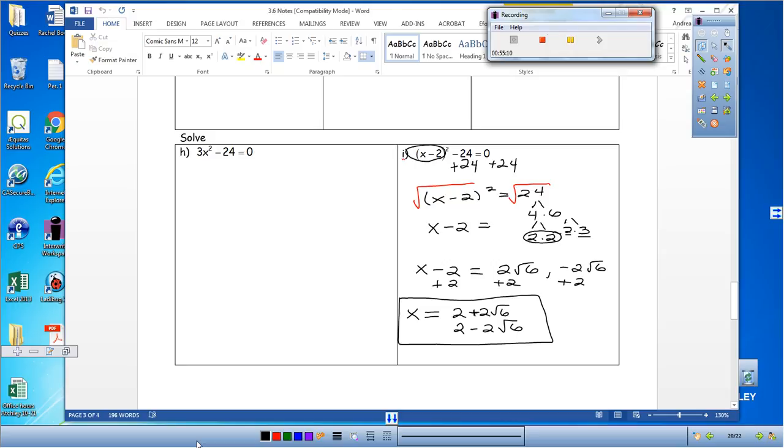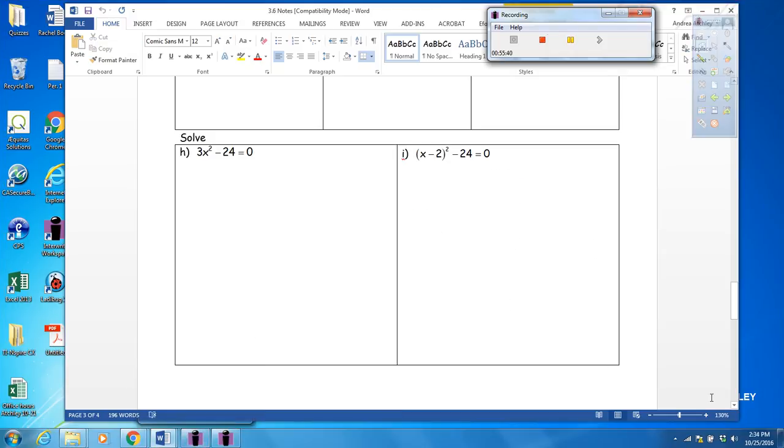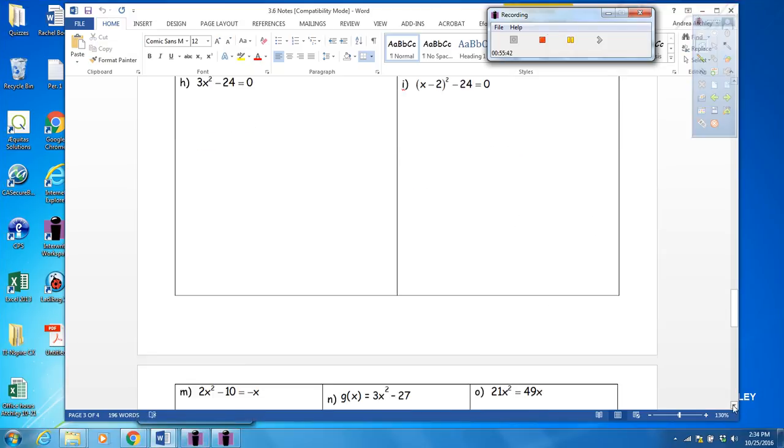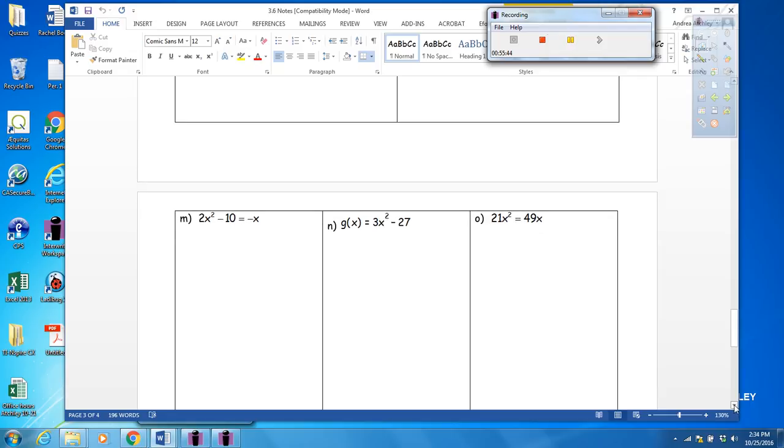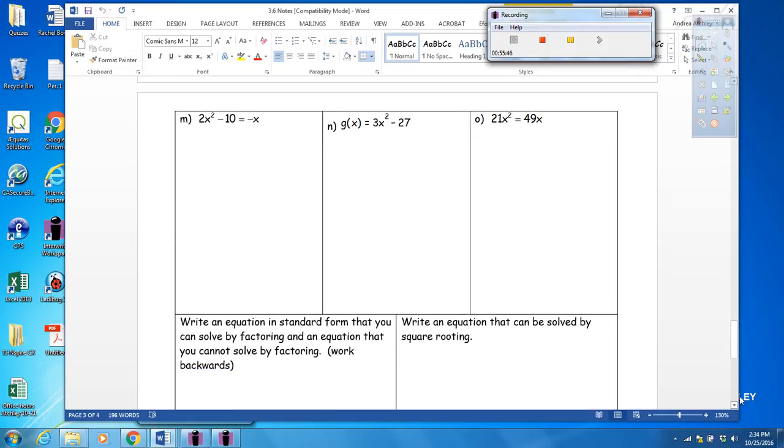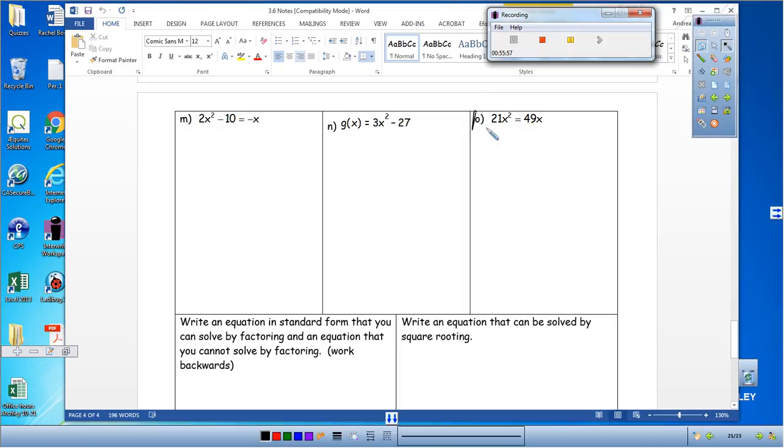Any other questions? Okay, let's go to the back. We'll skip it. I do need to do O for you, though, because this is in your homework, and I want to make sure you know how to do it.